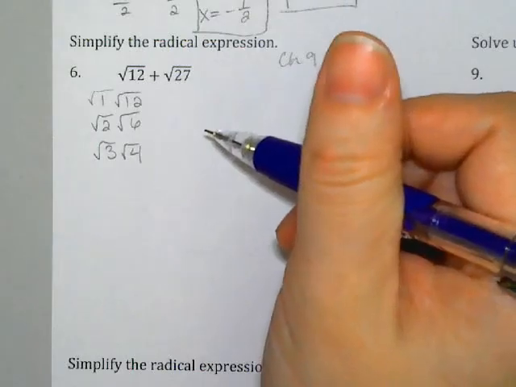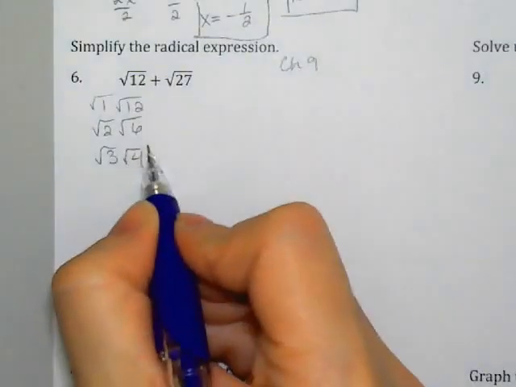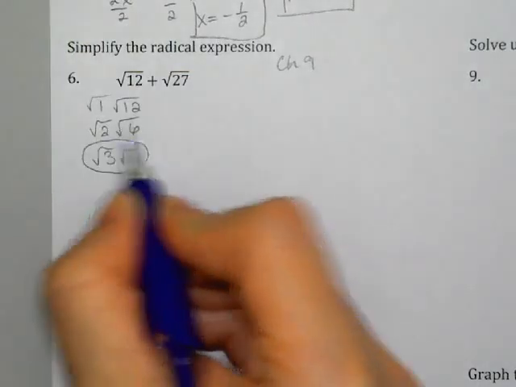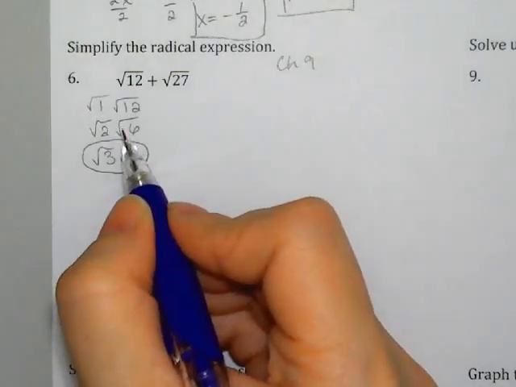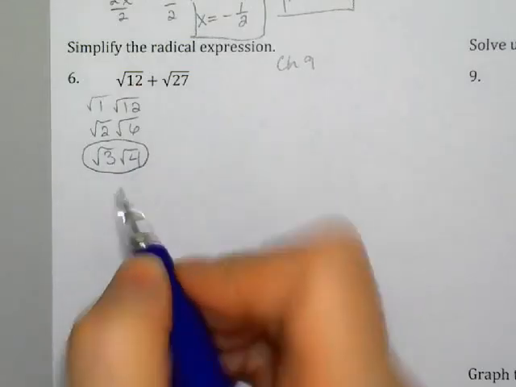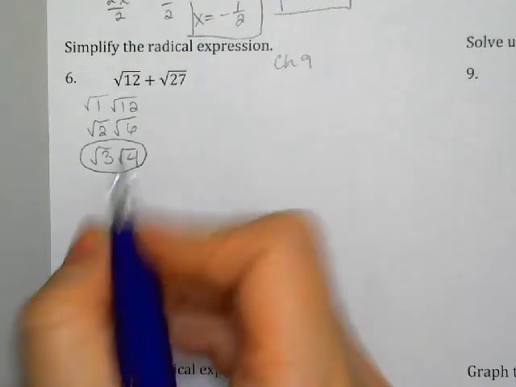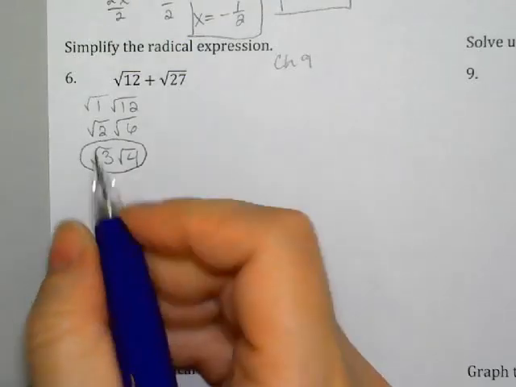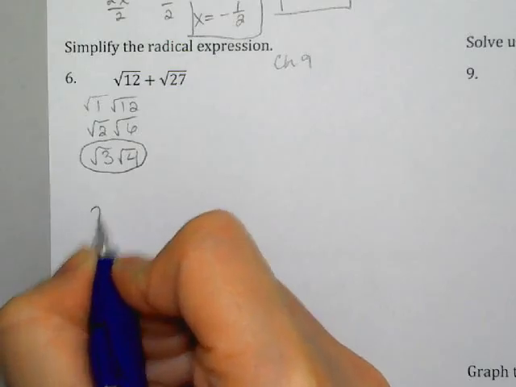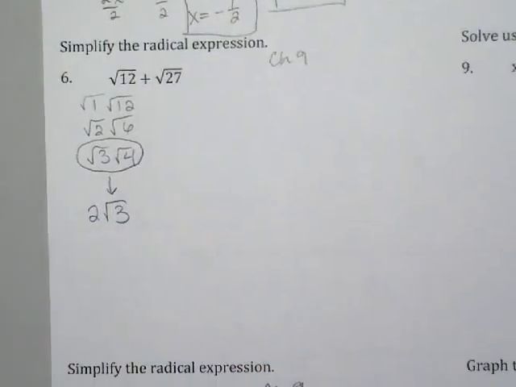Which pair is helpful there? The 3 and 4 and 6 and 2? Just the 3 and 4, because neither 6 nor 2 has a perfect square root. What about 3 and 4? 3 doesn't, but 4 does. So I'm going to take the square root of 4 and put it in the front. So what's the square root of 4? 2. So this is going to be 2 square root of 3. So that is rewriting that.